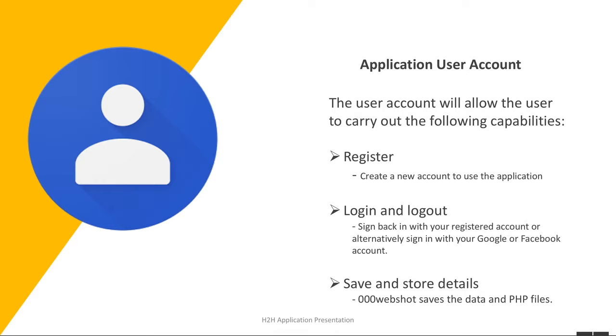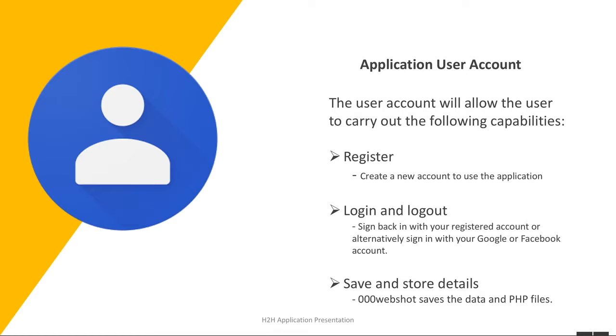This user account will allow the users to carry out the following capabilities: register, login and logout, and save and store the details. For the register page, we allow the user to create their own account just by inputting their name, username, password, and email, and clicking the register button. It will automatically bring them to the login page, and all the information is saved on the online web host. I use the 000 web host, and all the functionalities to send the data to the database. The PHP file I also installed on the 000 web host.